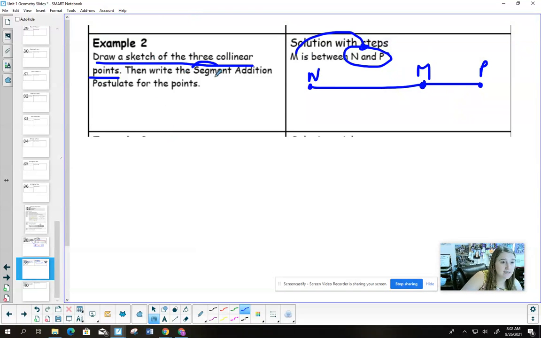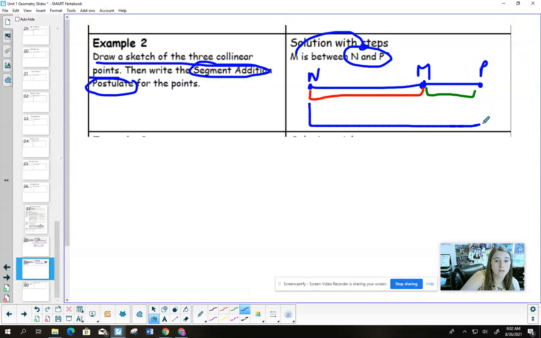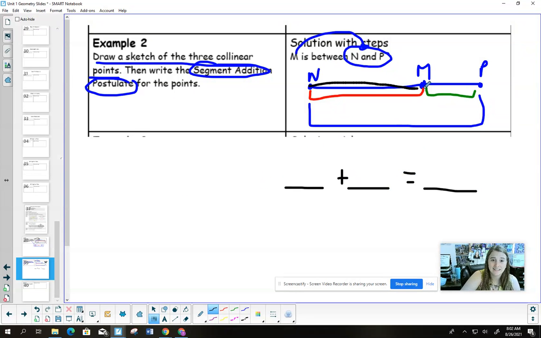Then we are going to write the segment addition postulate. So I want you to try this. Name this segment plus this segment equals the whole segment. You just have to name them. Again, it's going to look like the first segment plus the second segment equals the whole. Go ahead and try to fill in those spots. Okay, our first segment is N to M.